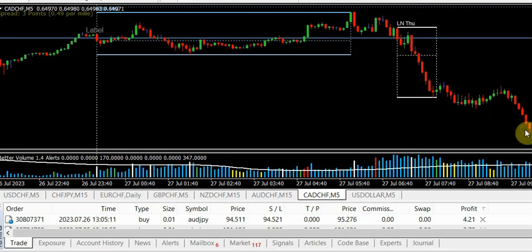Most of these Asian range breaks, you can get really good 3-4-to-1 sometimes, but more often than not, they go 1-to-1 or a bit more and they turn around. So the trade management is up to you. What do you want to do? Stop loss to break even, take profit.